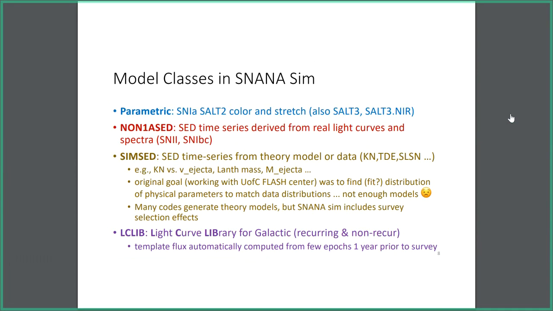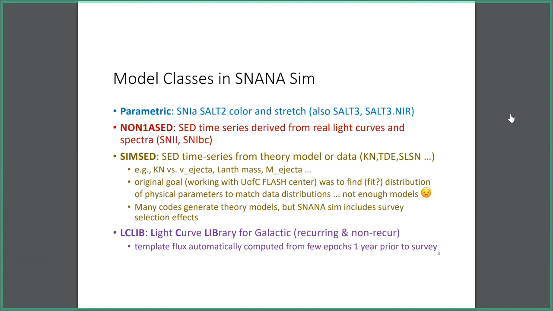The next class is called SIMSED. It's kind of a dumb name, but it's really intended to be a time series from theory models. It can also be from data, but it's more useful for more exotic things like kilonova and TDE or superluminous supernova. And the idea here is you can have the SED time series dependent on things like ejecta mass, lanthanides, and so on. The original goal of this model, where I was working with the Flash Center at Chicago, was to find the distribution of physical parameters that matched the data. But we weren't able to create enough models. They were just too expensive. So that never really panned out. But maybe someday it can.